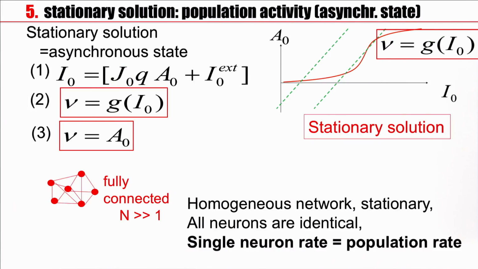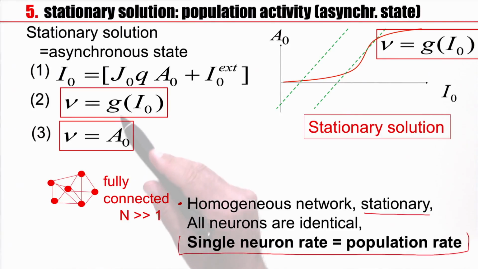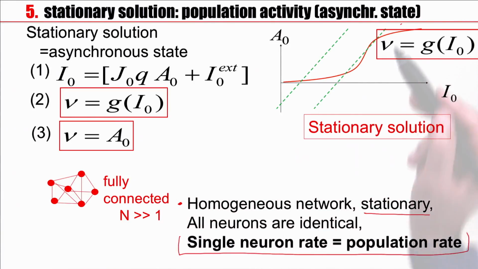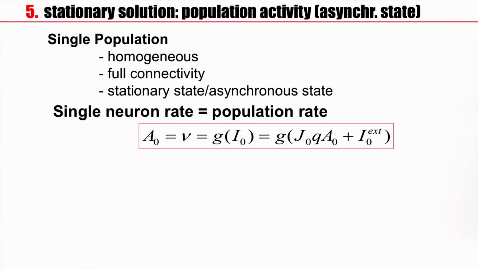So let me emphasize this. We have had a homogeneous network, which means all neurons are the same. We are looking at the stationary solution, and these conditions allow us to exploit the fact that the single neuron rate is equal to the population rate. Then I can go for a graphical solution, or alternatively, I can find the solution numerically.